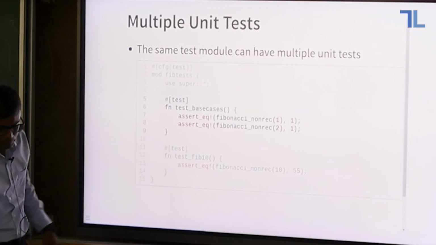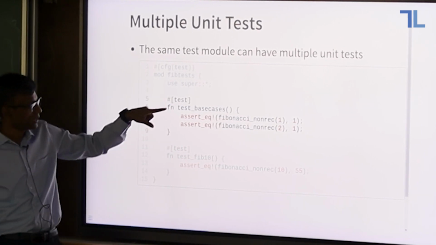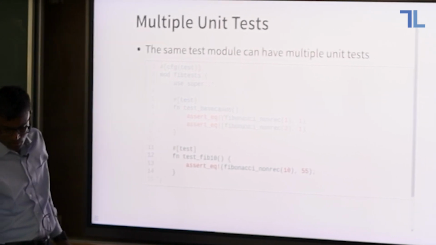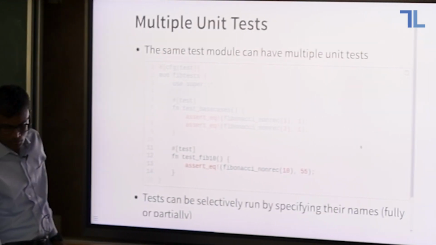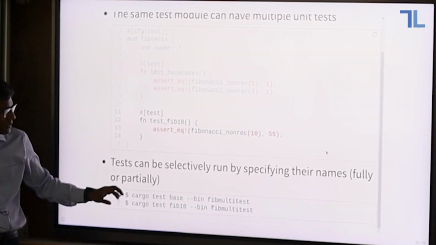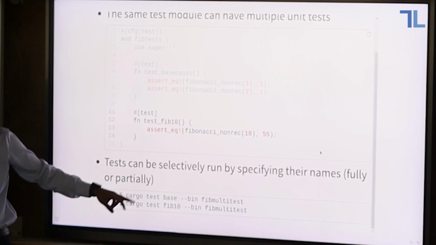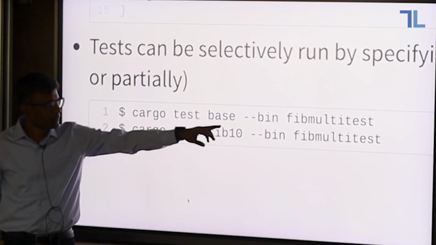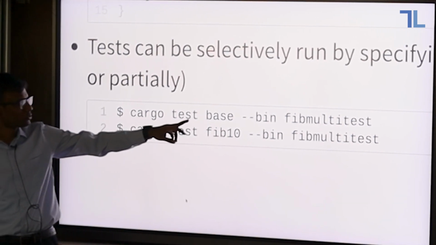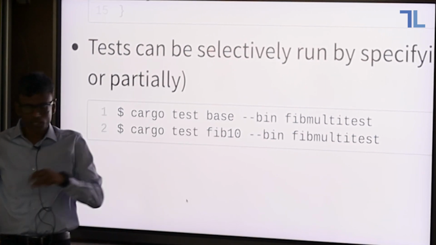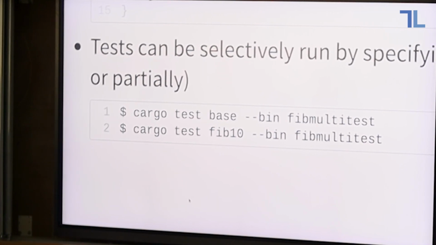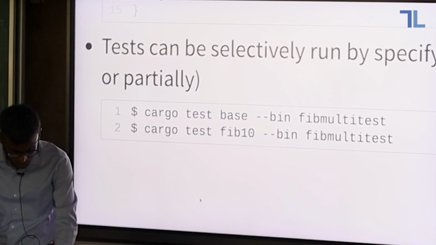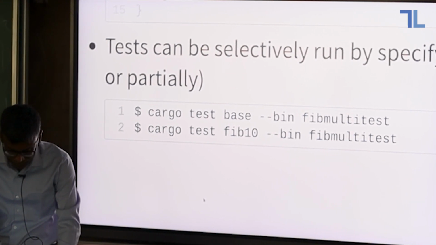So this is an example of having multiple tests. You have this one test, another test. Then you can selectively run the test by cargo test, and you can specify the specific binary, but also after test, whatever string you put, it will do string matching in the name of the test, and it will filter out those tests. I'll be sharing these slides, so you can definitely look at them later.